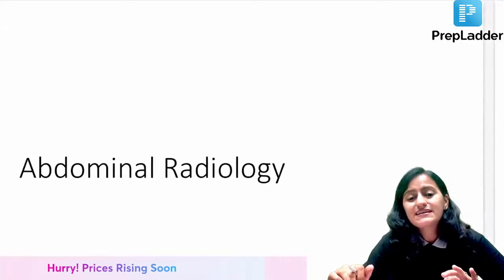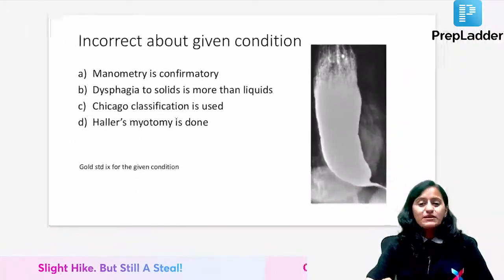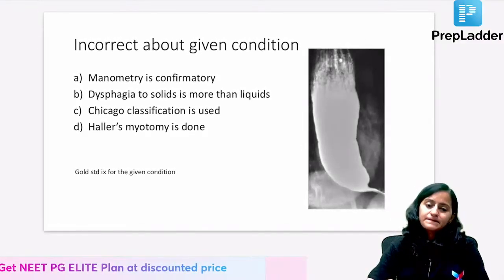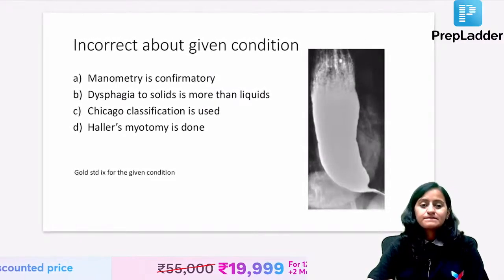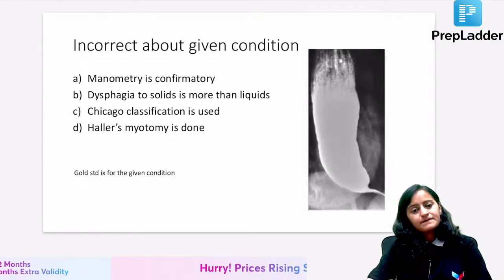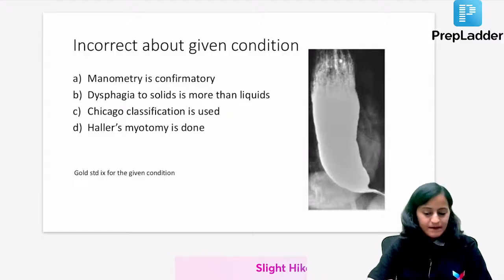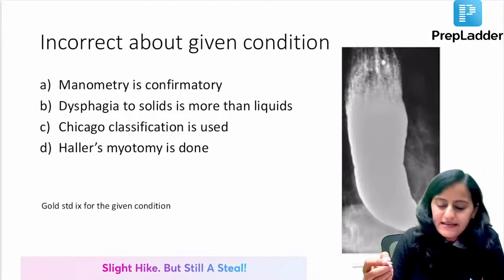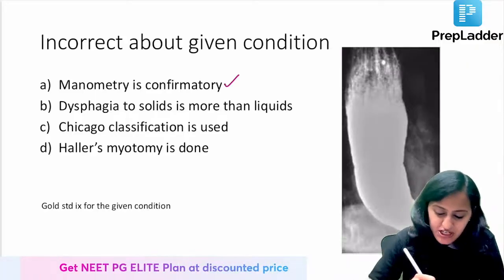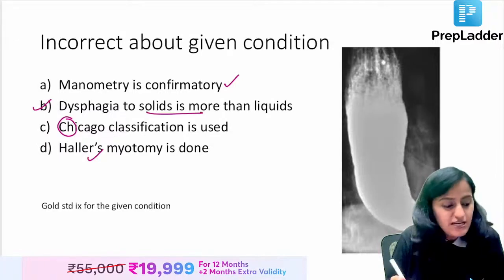Right, going on to the next one, abdominal radiology. Right, the favorite for the exam. What is this image showing? Yes. Very good. That is achalasia cardia. So what is incorrect? Manometries, confirmatory Chicago classification for achalasia, Heller's myotomy is done. Dysphagia to solids is more.